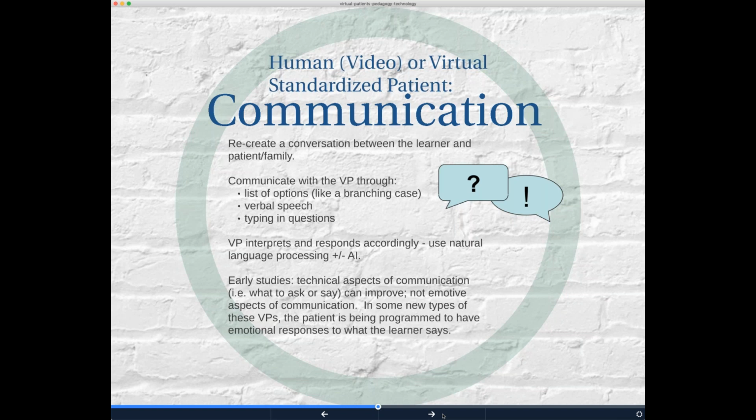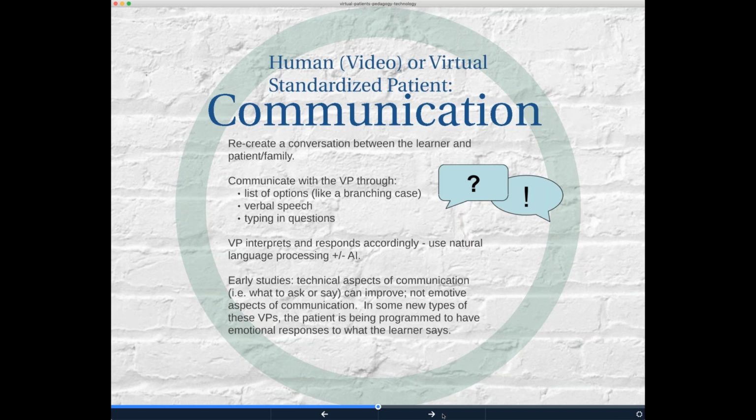But more and more we see these patients using natural language processing, and in some cases some artificial intelligence or deep learning, in order to provide a smoother, quicker, and a more open-ended interactive experience. So learners can either type in questions, and the computer will interpret that and match it to a response from the patient, or learners can verbally speak to the patient, and they'll respond.